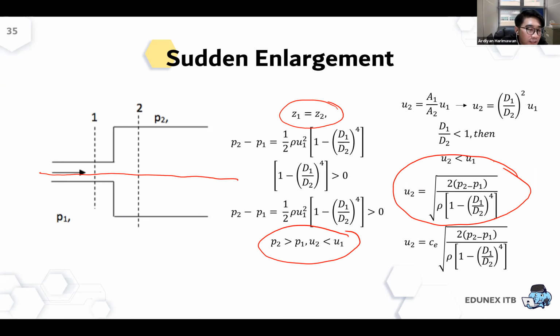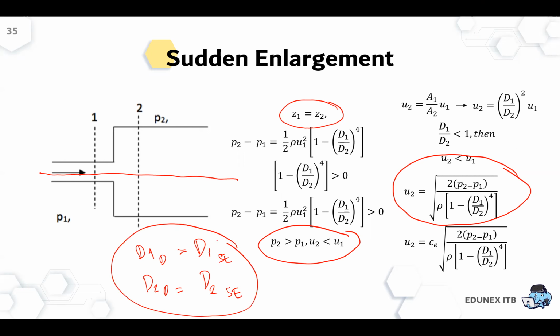For example, if D1 of the diffuser is the same as D1 of the sudden enlargement, and D2 of the diffuser is also the same as D2 of the sudden enlargement. Ukurannya sama, diameter masuk dan keluarnya sama. Hanya bedanya yang satu gradual, the change is gradual, and the other one the change is sudden. Which one will give higher energy loss, which subsequently gives higher pressure difference?